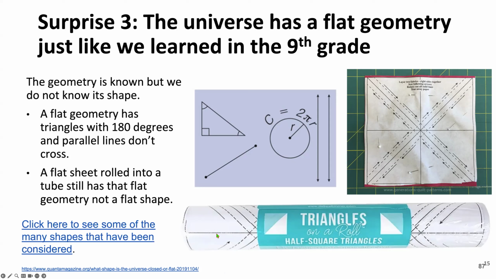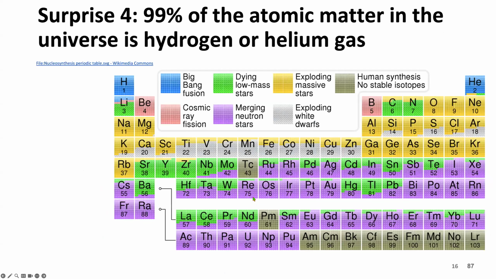I also provided this hot link. You can see some examples of various kinds of shapes that have been considered. But right now, we don't know the shape, but it's an active area of research. The next surprise is 99% of the atomic matter in the universe is either hydrogen or helium gas floating around between the galaxies, or not in stars or planets within a galaxy.